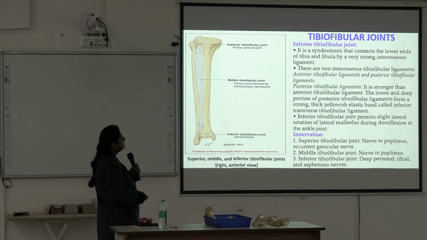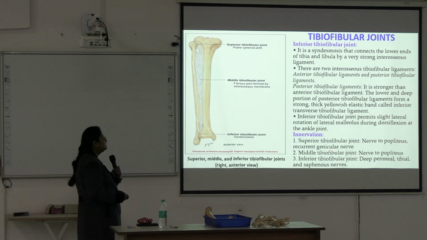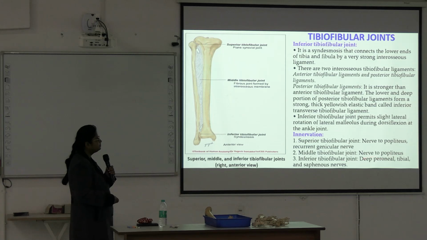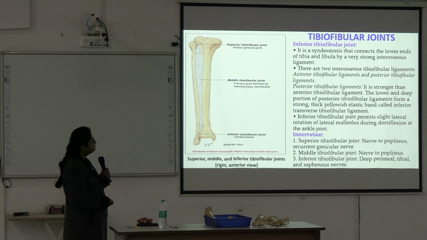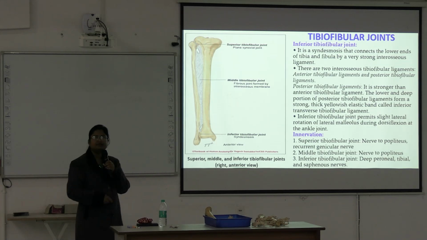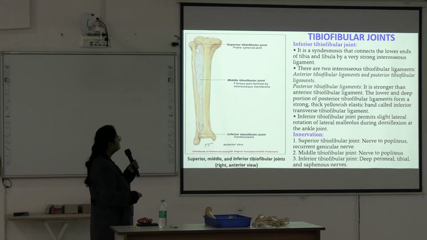Innervation: the superior tibiofibular joint is supplied by the nerve to popliteus and recurrent genicular nerve. The middle tibiofibular joint by the nerve to popliteus, and the inferior tibiofibular joint by deep peroneal, tibial and saphenous nerves. Okay, so this is the nerve supply of these three joints.